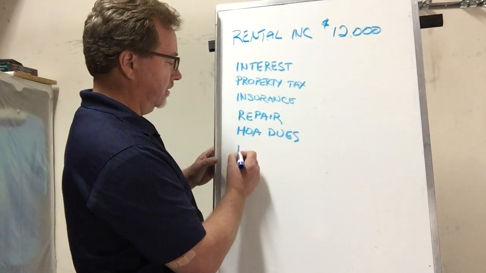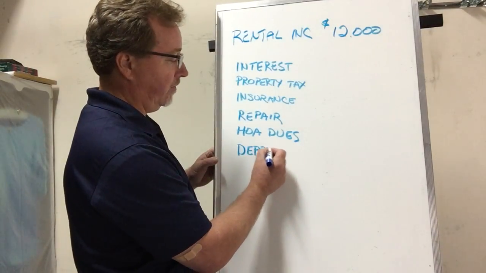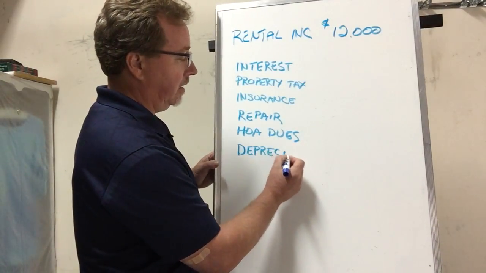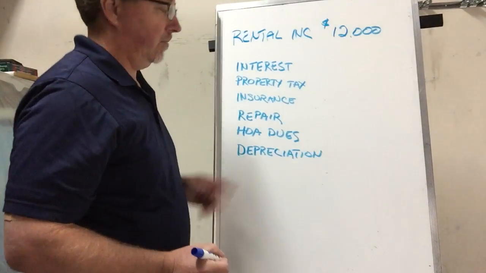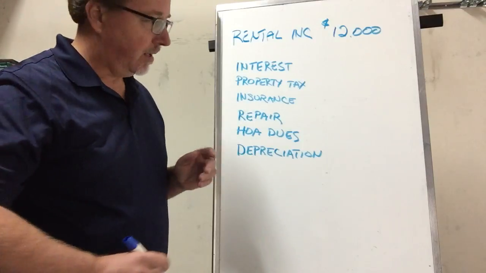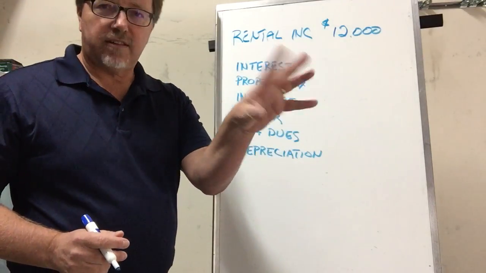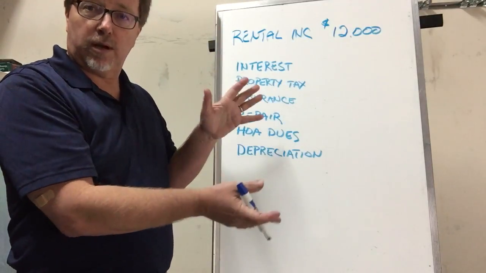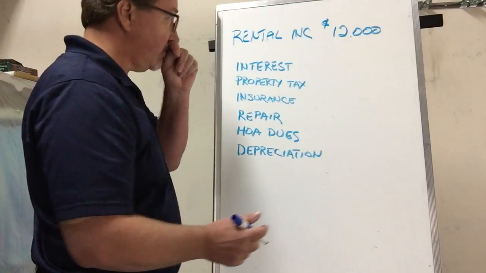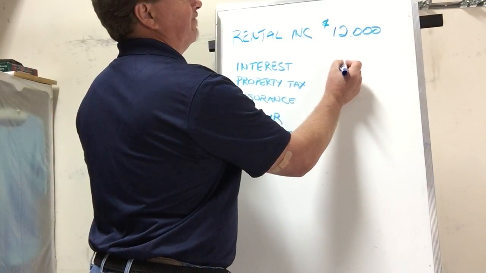One of the deductions, and we're going to spend a little more time later on in this video, is this sort of magical deduction called depreciation. And we're going to talk about what happens. You've bought the property, you've kind of fixed it up a little bit, and now you're renting it out, and here's where we are. You're in this rental process right now. So let's say your interest is $4,000.